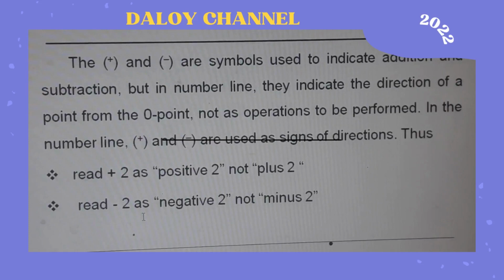The positive and negative signs are symbols also used to indicate addition and subtraction. But in a number line, they indicate the direction of a point from 0 as the reference point, not an operation to be performed. So in the number line, positive and negative signs are used as signs of direction. Thus, it can be read as positive 2, not plus 2. So we should be careful in mentioning plus and positive. If you're talking about numbers in a number line, it should be either positive or negative. Do not say plus or minus.